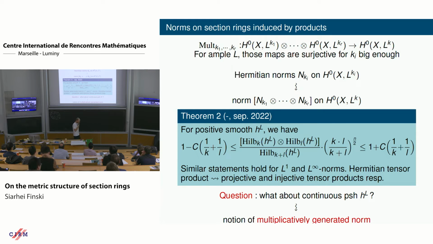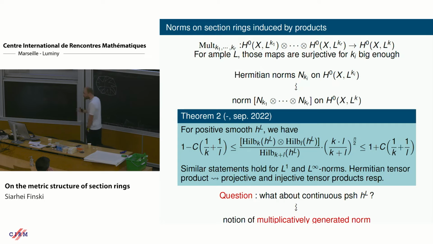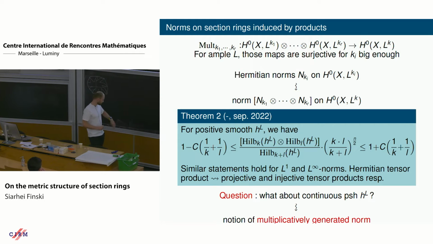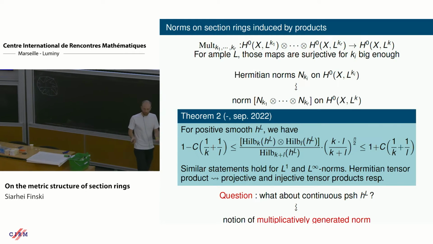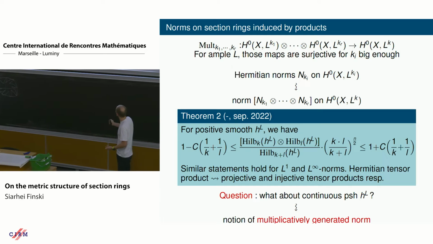But what about the continuous PSH metrics? So as we have seen in this example of Tsuji, the metric which he produced is in general not smooth. It has no regularity. So if we would like our theorem to be useful in this context, we cannot content ourselves with this theorem. What I'm about to describe now is that in this more or less regular context, a natural replacement for this condition will be the multiplicatively generated condition which I'm about to describe.